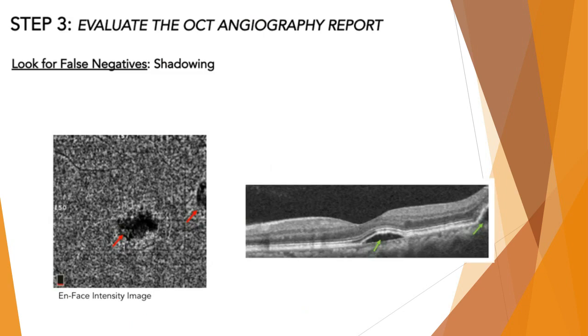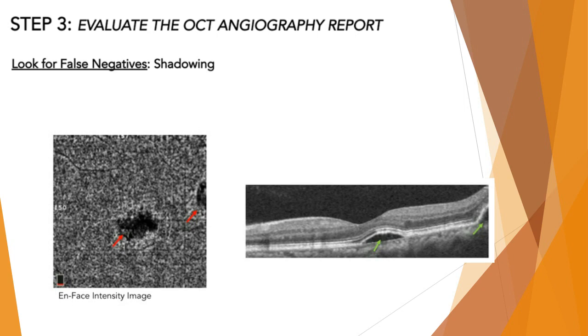So the next step is to look for false positives and false negatives. And this is super important because I would say that most of the interpretation errors that people ask me about are because of false positives and false negatives. So a false negative means that there should be something there, but we're just not seeing it. So the first culprit for a false negative is what we call shadowing.